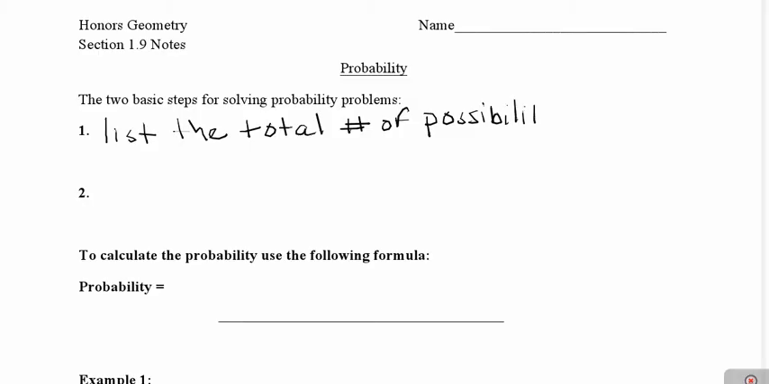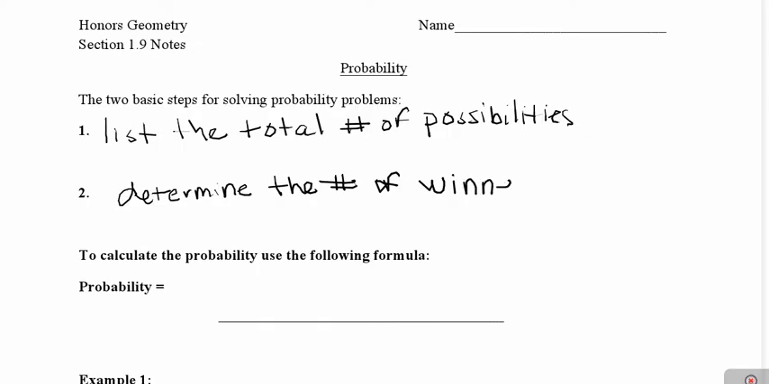So depending on what the question is asking you to find, you're always going to start by just creating a list of possibilities. Once you have this list, then within the list you are going to examine it and determine the total number of winners from your list. Winners are the ones that fit a particular category. They fit what you are trying to find within the original list.